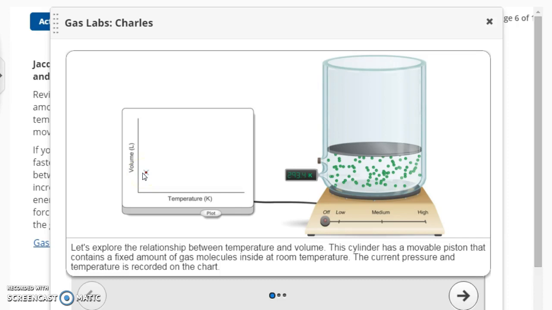Let's explore the relationship between temperature and volume. This cylinder has a movable piston, which is this part, that contains a fixed amount, same amount, of gas molecules inside at room temperature. The current pressure and temperature is recorded on the chart. And that is wrong, because it's not the current pressure, it's the current volume, because the pressure does what? It stays the same.